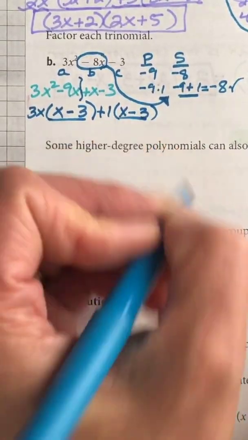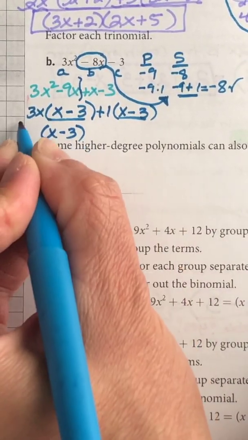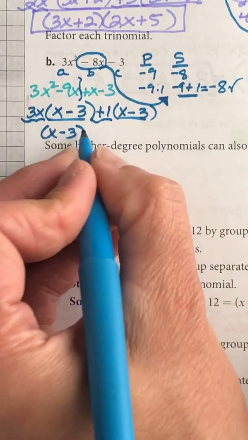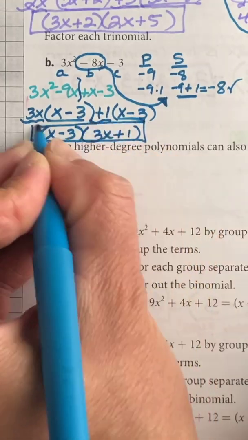So these are the same, so that means we're doing it right. And so x minus 3 is one of the factors. The other one is the leftovers, 3x plus 1. Slap them together. And there is our answer.